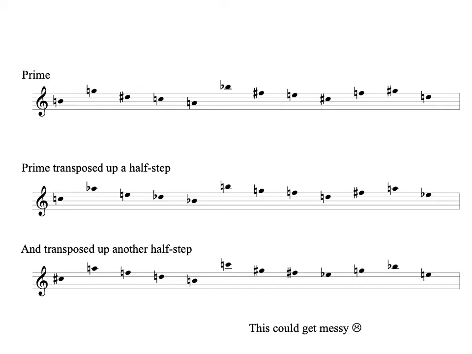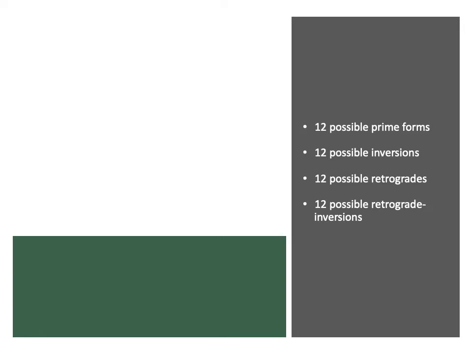And this could get oh so messy if I wrote all those down in notation. So what do we do? What we do is this. Since there are 12 possible prime forms and 12 possible inversion forms and 12 possible retrograde forms and 12 possible retrograde inversions, we need to find some way to get them all where they're easy to see, easier than writing them all out in notation. And that's where we come up with the matrix.